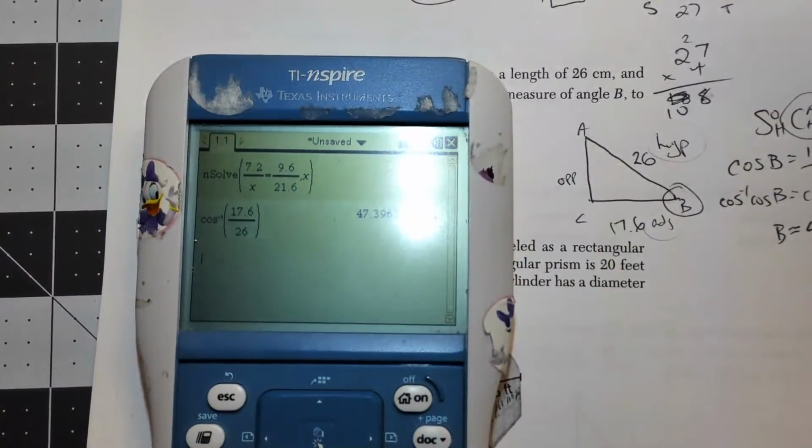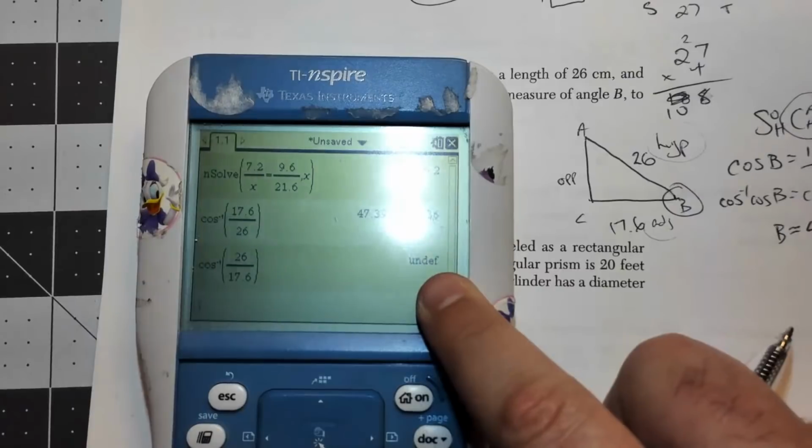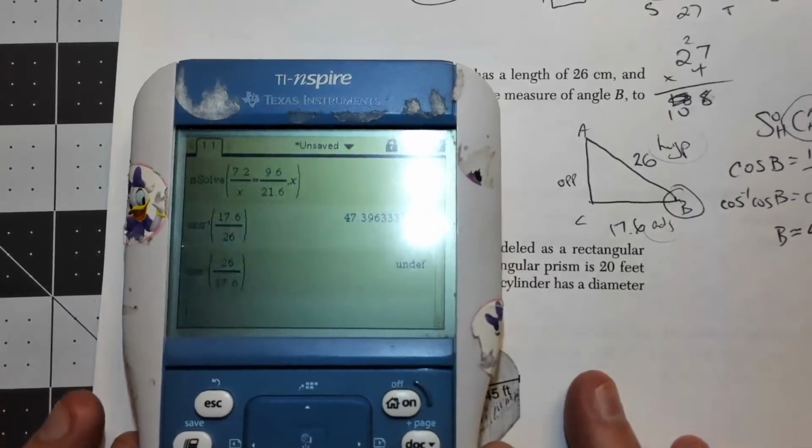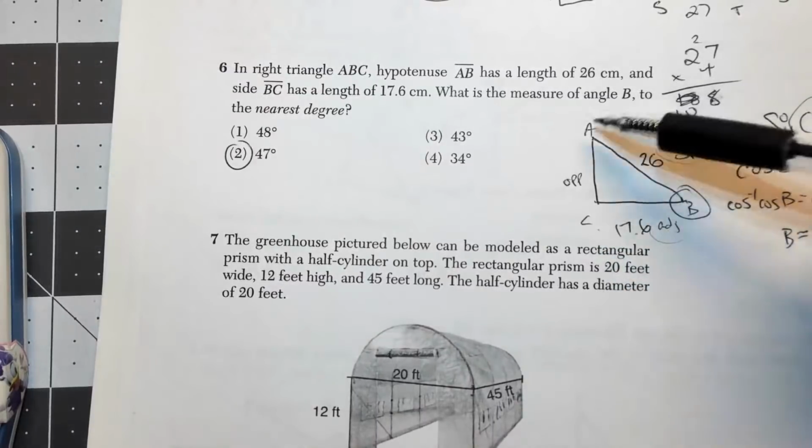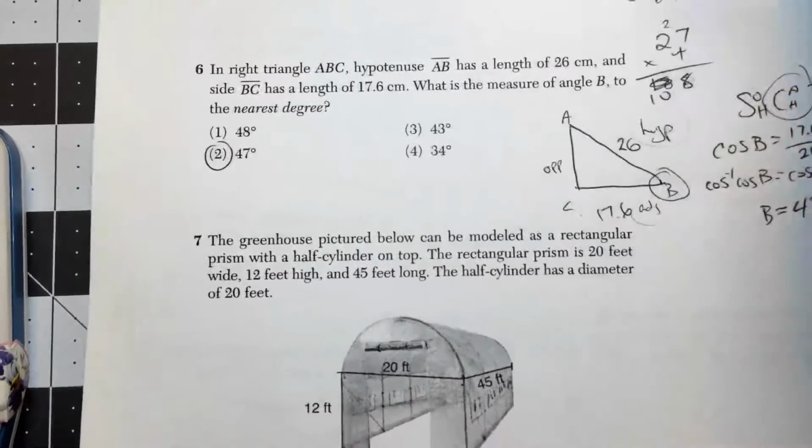If you try to do the cosine inverse and your fraction is upside down, when you do 26 over 17.6, you will get an undefined message. You can't have cosine more than 1, because that would essentially mean that this side is longer than that one. So that's where the errors come up.